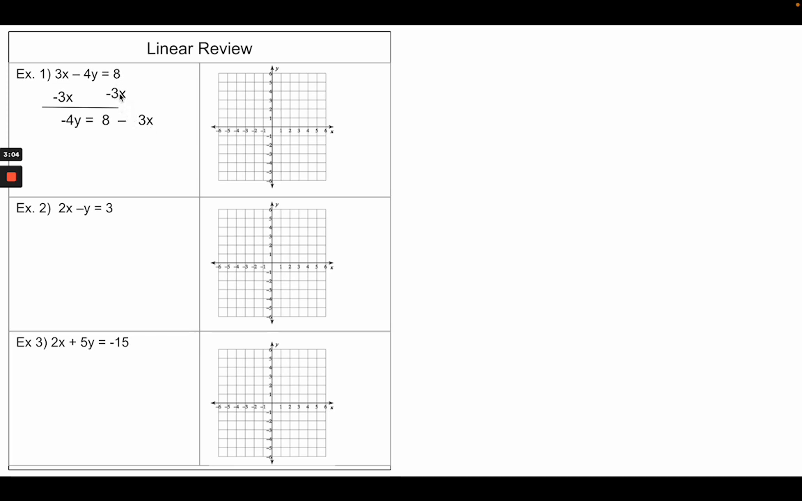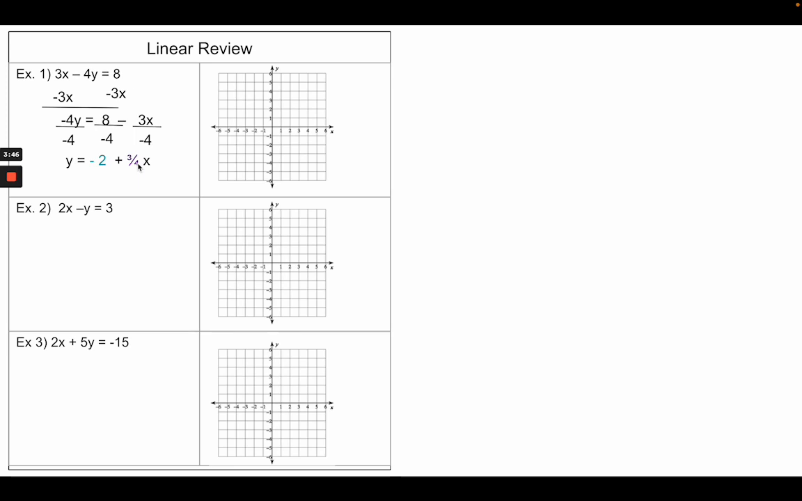Now remember, we cannot combine these because they are not like terms. This is a constant and this is a coefficient. We cannot combine the two, the constant and the coefficient. Okay, and lastly, we want y by itself, so I'm going to divide everything by negative 4, divide by negative 4, divide by negative 4. Because whatever I do to one, I have to do to all to keep the balance. I'm going to simplify, and I'll get y equals 8 divided by negative 4 is negative 2. And then negative 3x divided by negative 4 is positive 3x.